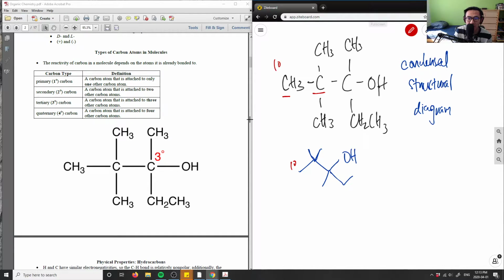What other carbons are there? There's secondary, tertiary, quaternary, right? So in this case, they were nice and they give us that this is a tertiary carbon.